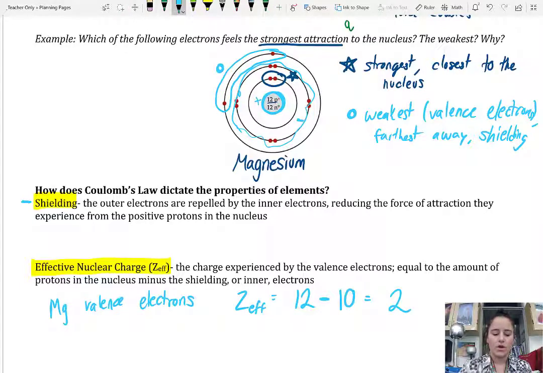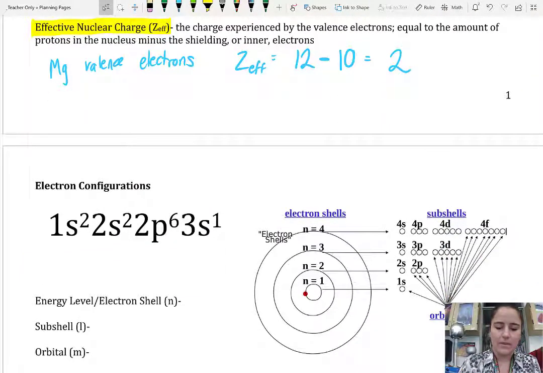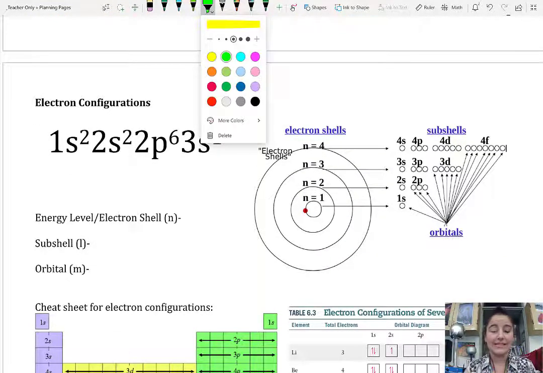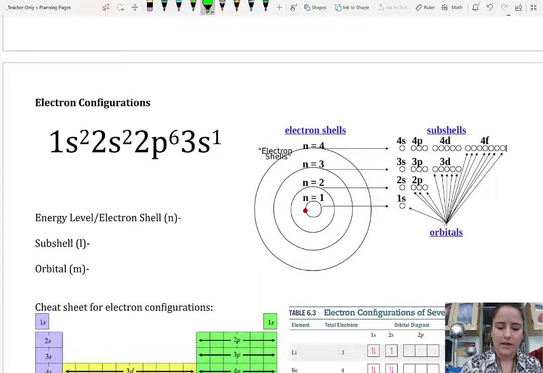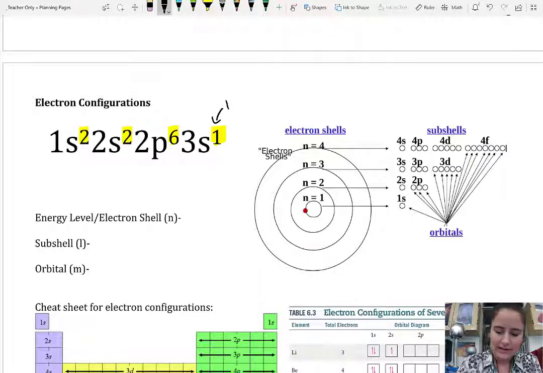Okay, cool. So now we're going to talk about the addresses of those electrons. Now in an electron configuration, let's explain what everything means. First, we have these numbers written in superscripts. Those numbers correspond to the number of electrons in that subshell.